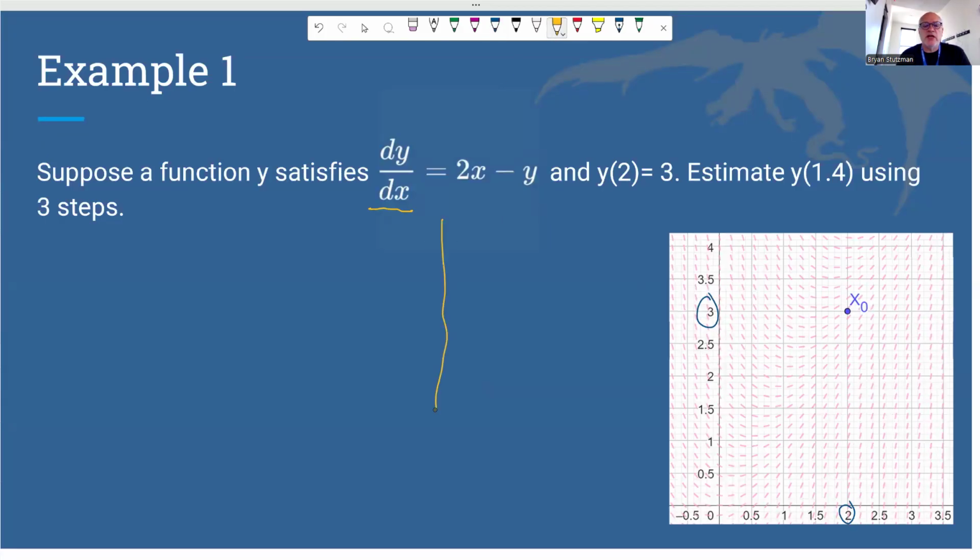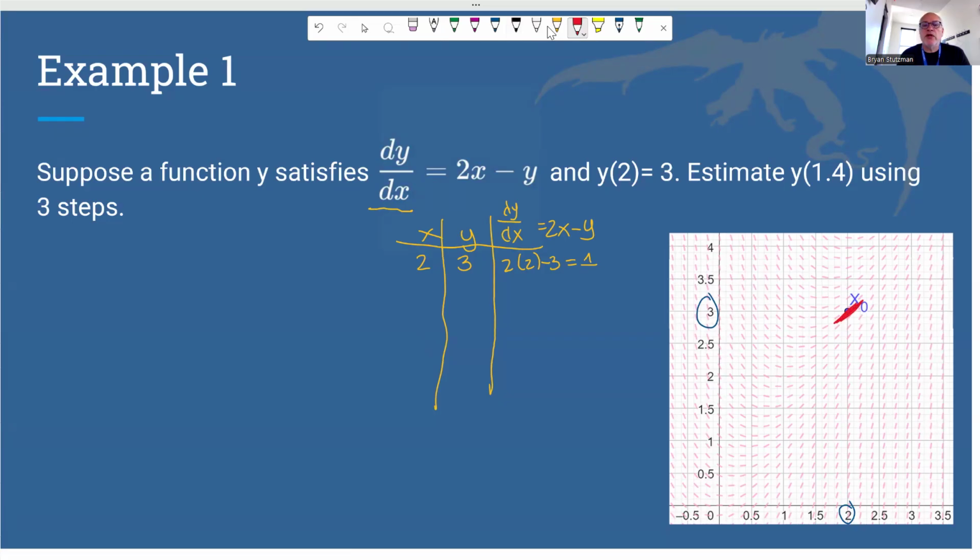So if I calculate dy/dx for when x equals 2 and y equals 3, my slope is equal to 2 times the x value minus the y value, or 2 times 2 minus 3, which is 4 minus 3, which is 1. So when x equals 2 and y equals 3, the slope should be 1, which looks like what that slope is.